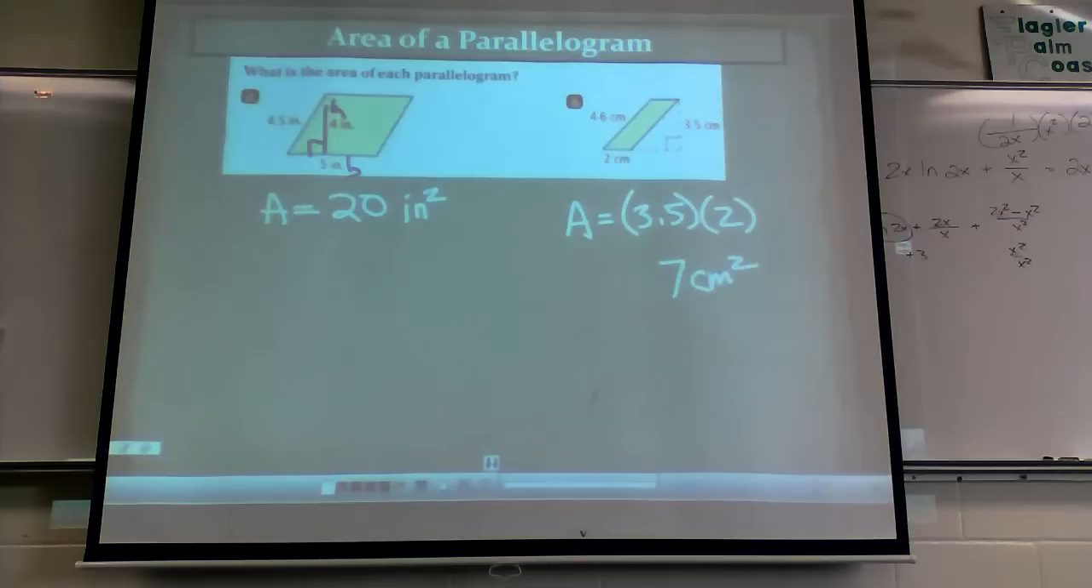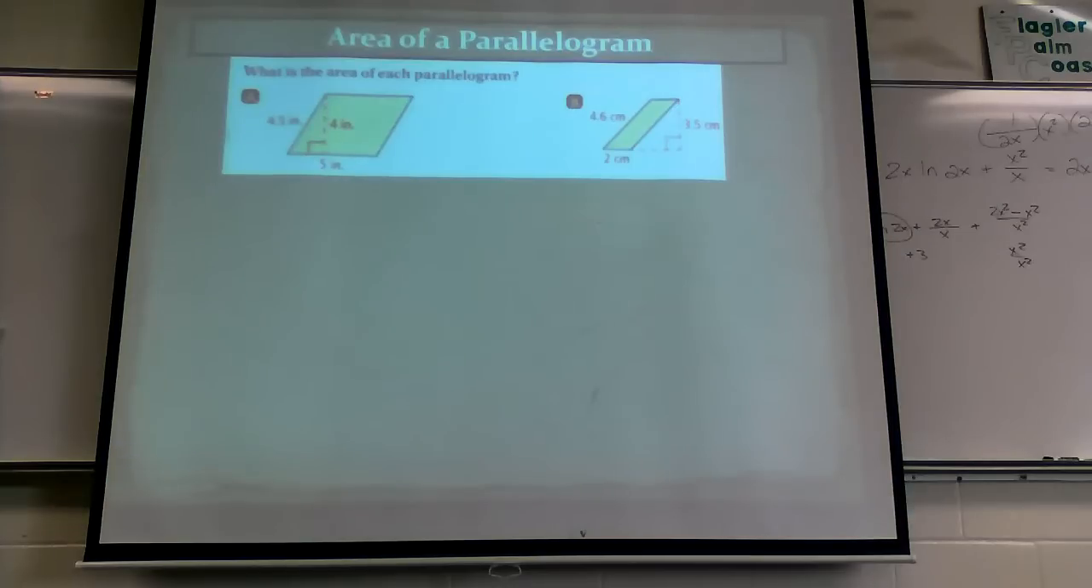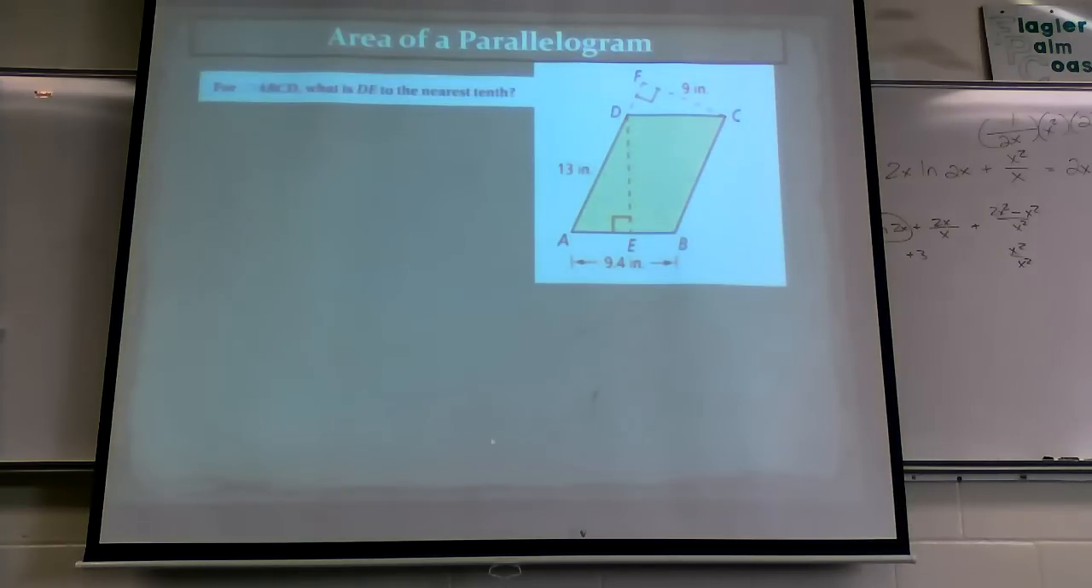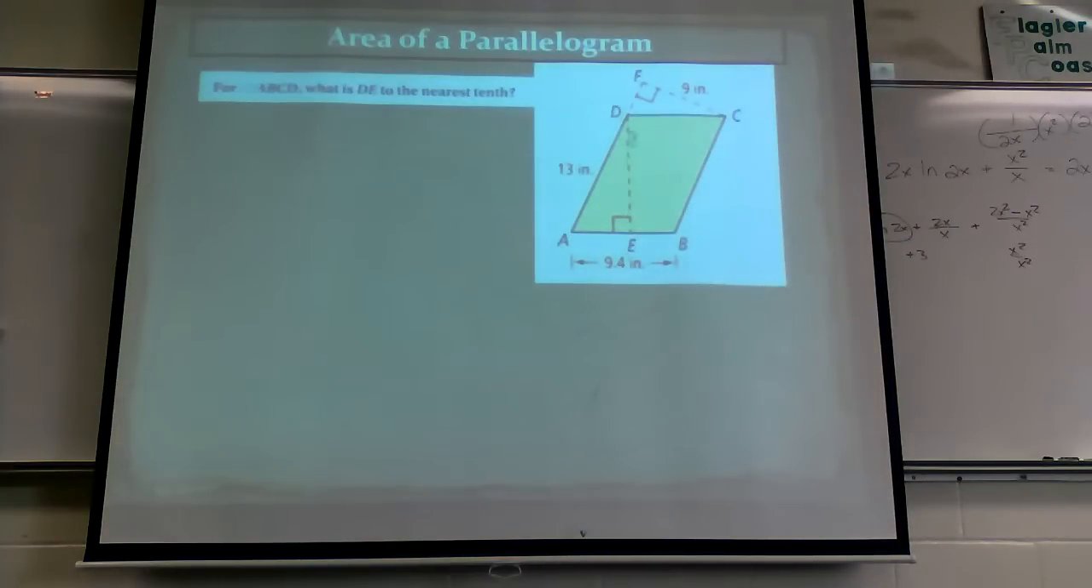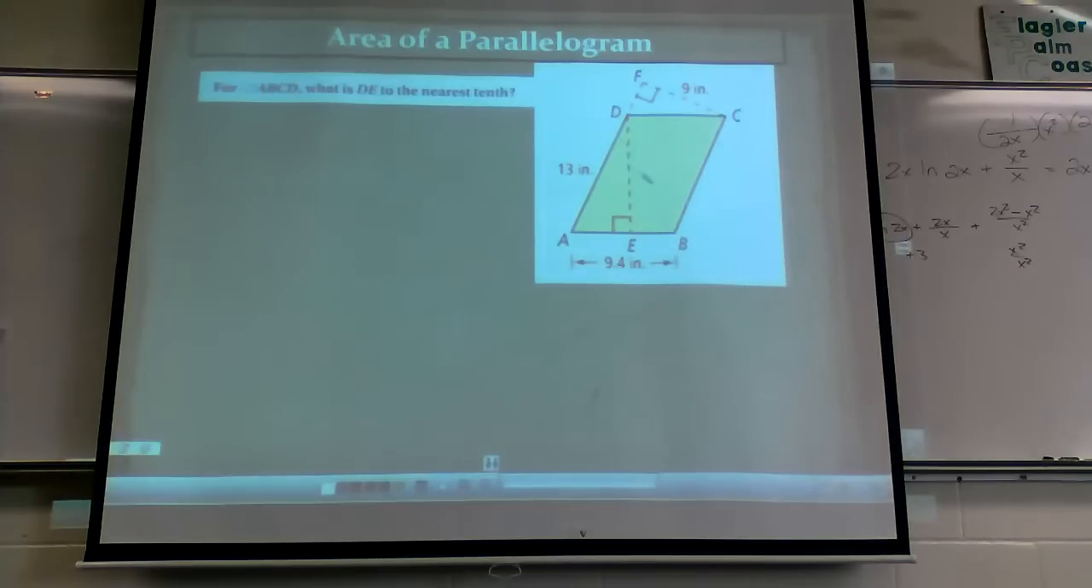Now, building on that, the next one is another problem that they'll give you based on an area formula. The problem says, for parallelogram ABCD, what is the measure of DE to the nearest tenth? DE is right here. So what they're asking to find is that side.